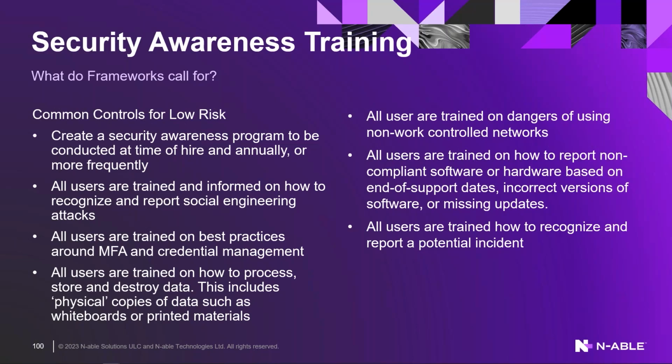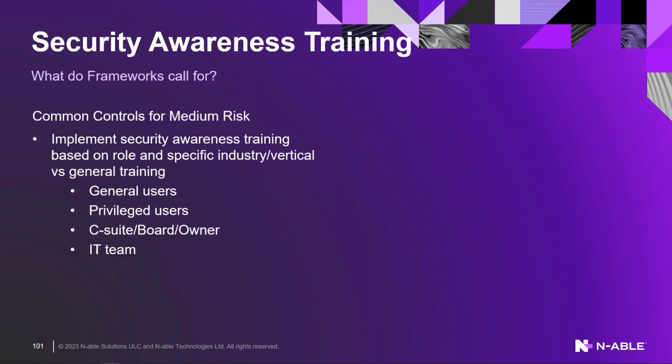Again, this is all of the low risk, so it means that all businesses should be doing this. Then when we get up to medium risk, it starts refining it a little bit more. That refinement boils down to implementing your security awareness training. So it's not just general training across the board. It is tailored specifically for the roles and the industry that the business operates in. So you would wind up with different security awareness training for your general users versus privileged and power users versus your C-suite and your board and presidents.